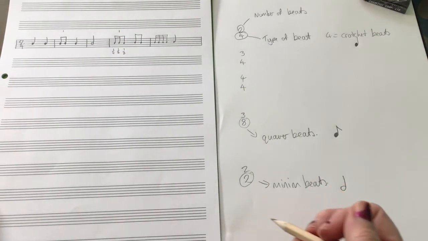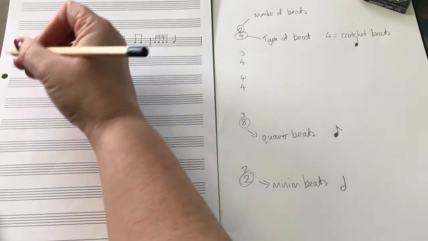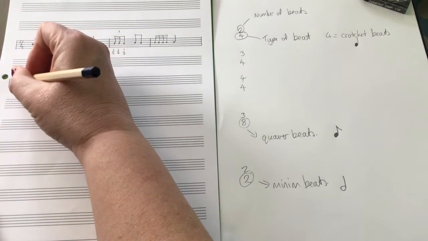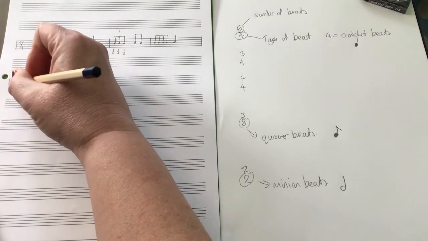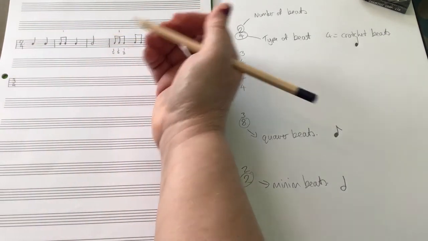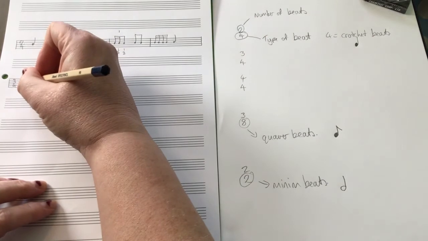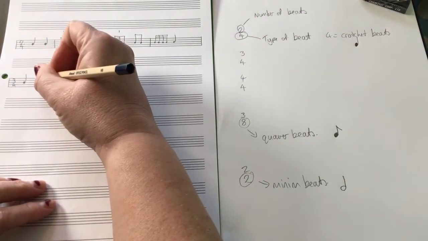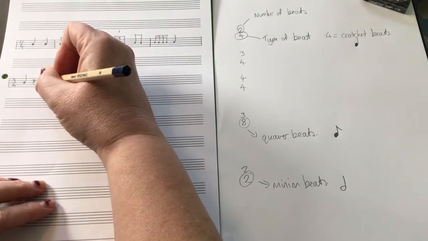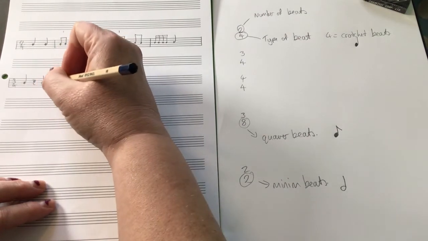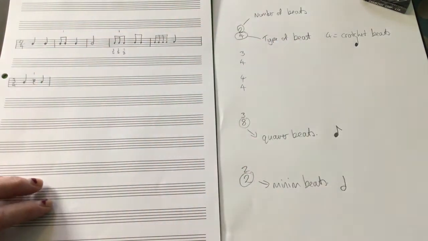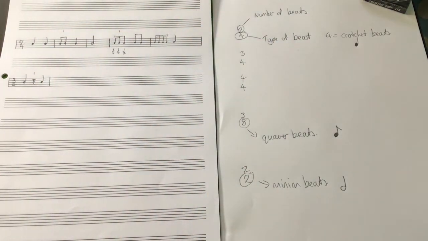Rests are exactly the same as notes. So if I do a 2-4 bar here, no, let's go 3-4 actually, just so we can see a different shape. So I'm going to do 3-4. Now I'm going to be grouping into 3 sets of crotchets. So I'm going to start with a crotchet. I'm then going to put a crotchet rest and then another crotchet. That is still 3 beats. That is a crotchet rest. The rests count exactly the same as notes.